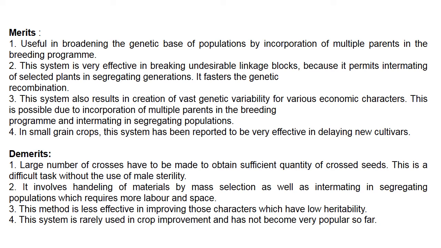The demerits are that a large number of crosses have to be made to obtain sufficient quantity of crossed seeds. This is a difficult task without the use of male sterility. It involves handling of materials by mass selection as well as intermating and segregating populations, which requires more labor and space. This method is less effective in improving those characters which have low heritability. This system is rarely used in crop improvement and has not become very popular so far.